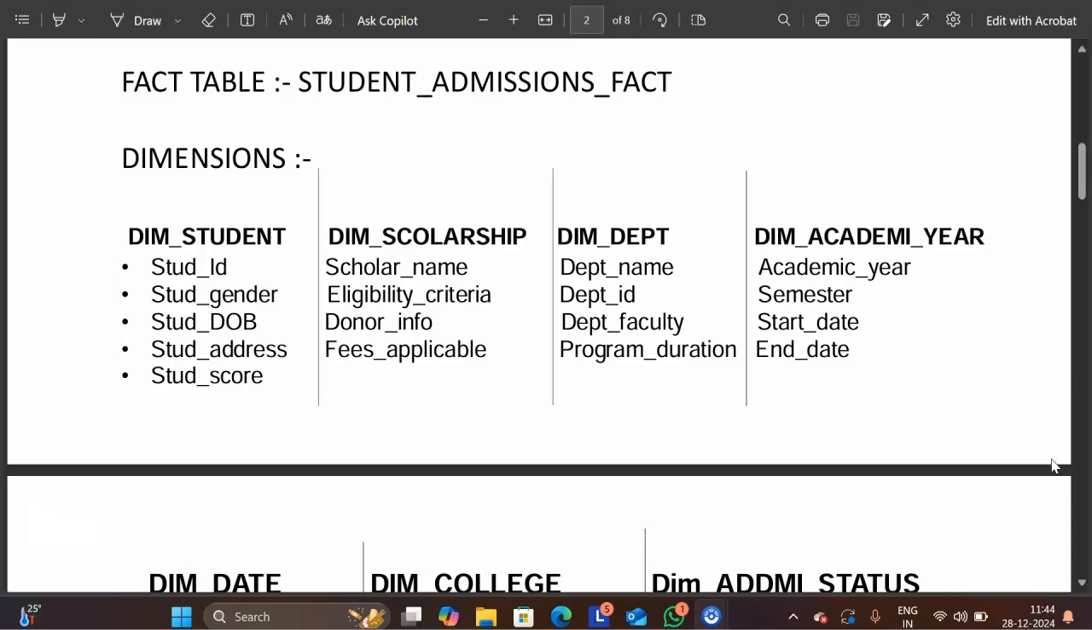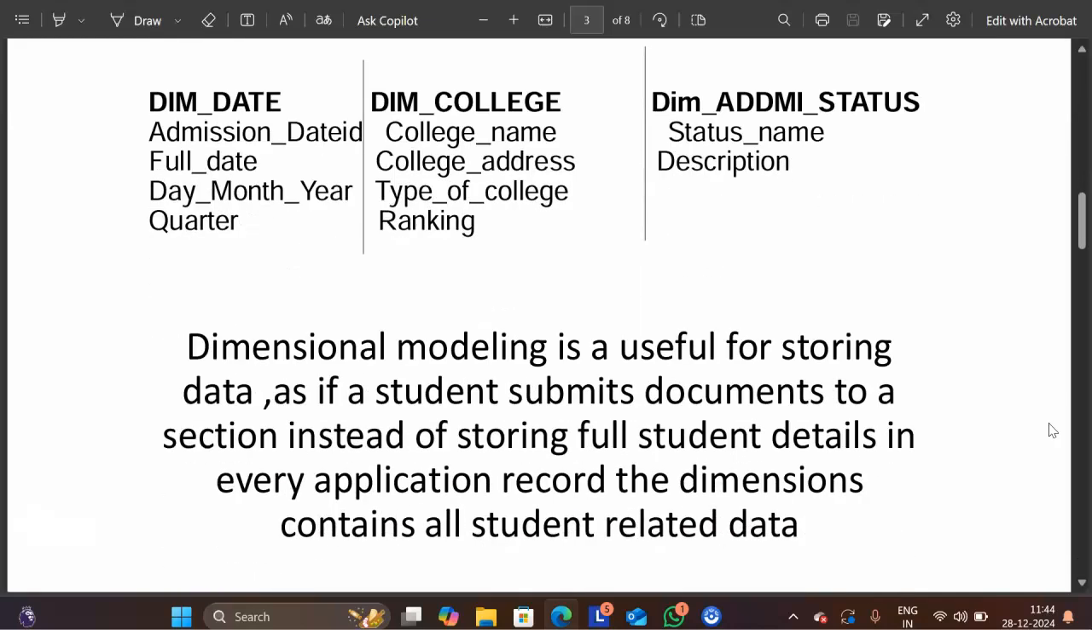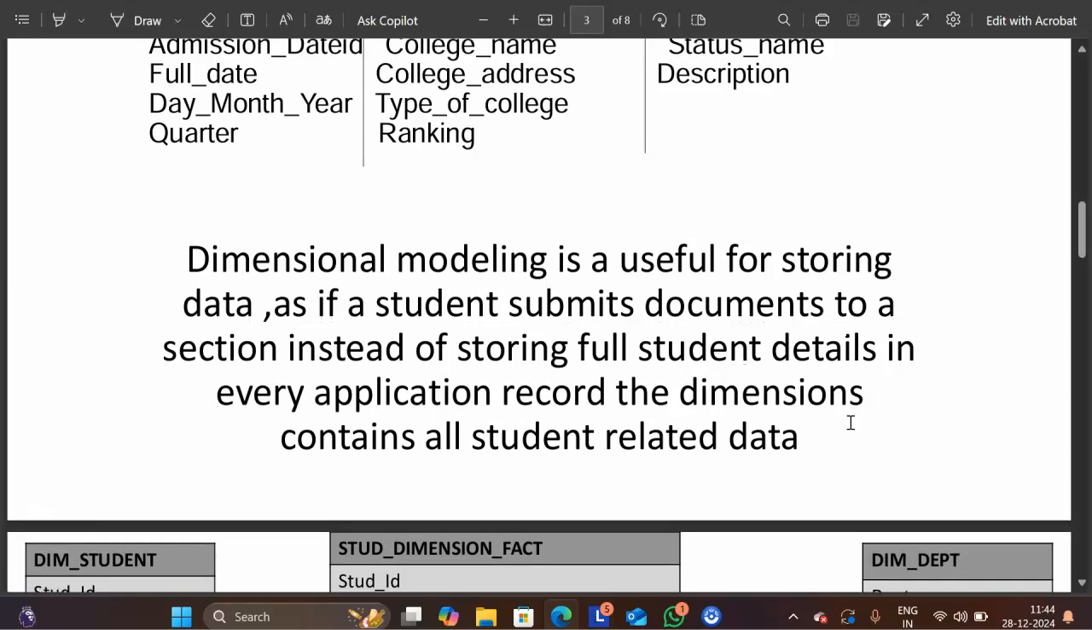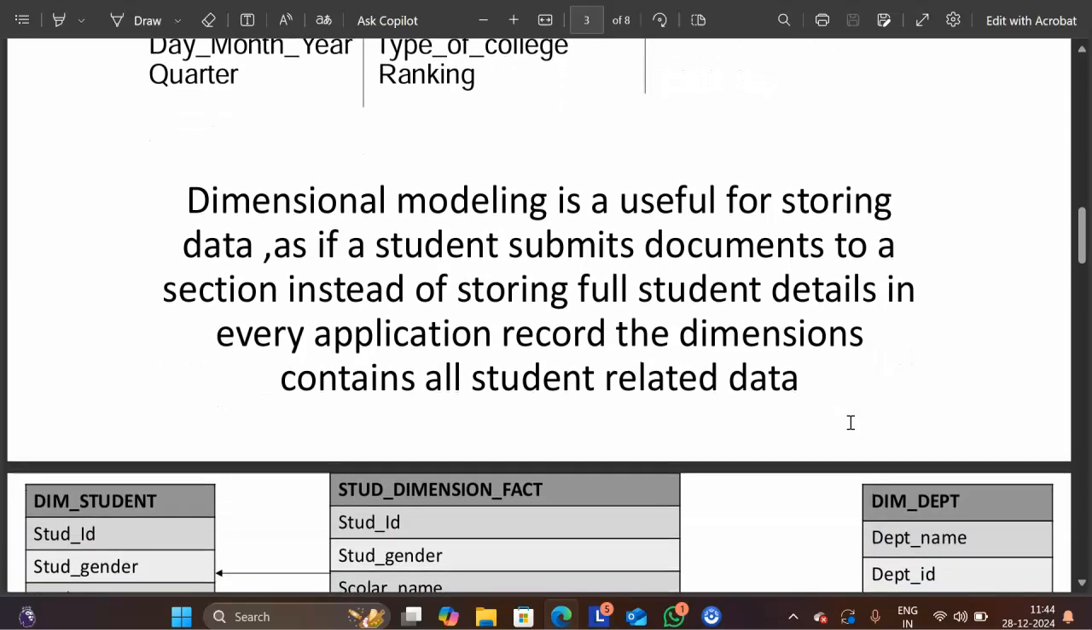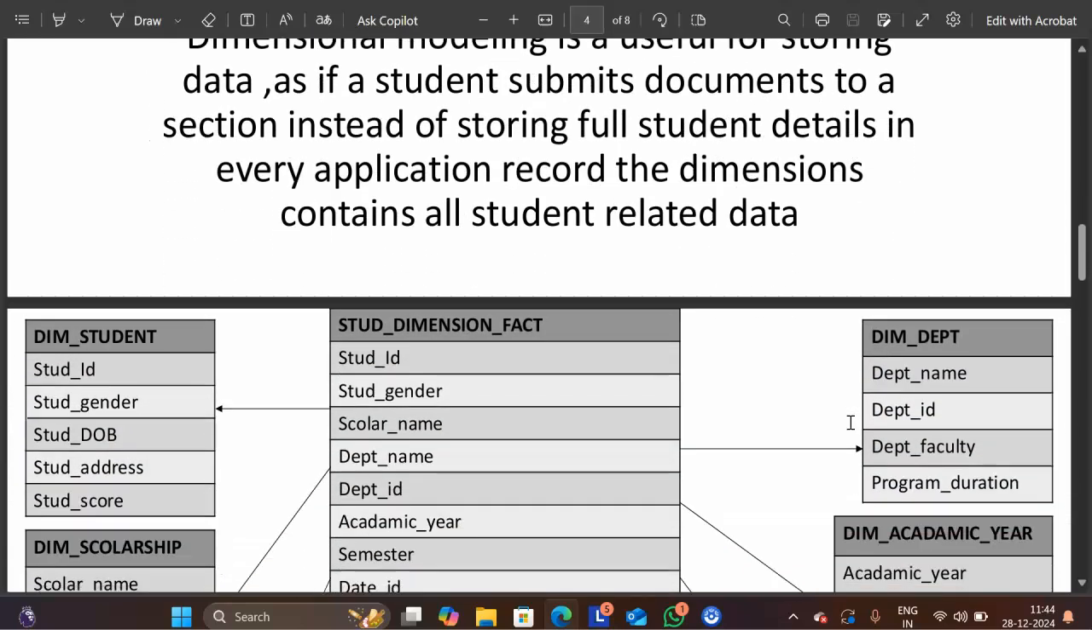The next dimension is the academic year dimension, which consists of the academic year, the start date, and the end date. The next dimension is the date dimension, which consists of admission date ID, which acts as a primary key, the full date, the day, month, year, and the quarter. The next dimension is the college dimension, which consists of college name, college address, the type of college, and ranking. The last dimension is the admission status, which consists of status name and the description. The further part would be carried out by Vedant.